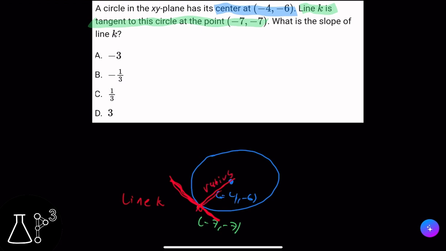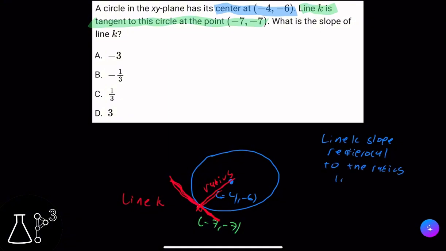Notice how the radius and line K are perpendicular, and I drew the radius because any line from a point on the circle to the center is always a radius. So I have the radius, I have the line K, and as we can see, they make a perpendicular line. So when lines are perpendicular, that means that the slopes are reciprocal. Therefore, line K's slope is reciprocal to the radius line.